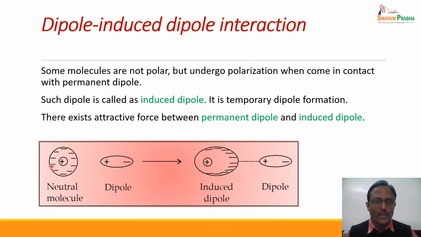For example, if we consider a non-polar molecule like this, having no charge separation, because the center of positive charge and the center of negative charge are coinciding with each other, it is definitely not a polar species. But when it comes in contact with a permanent dipole, the positive terminal of this dipole attracts the electron cloud on this molecule, whereas at the same time it repels the nucleus of this molecule, thereby causing a polarization in this molecule.